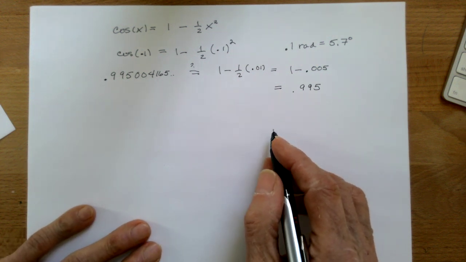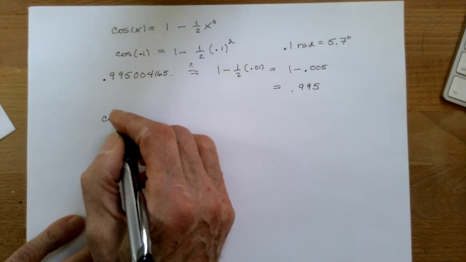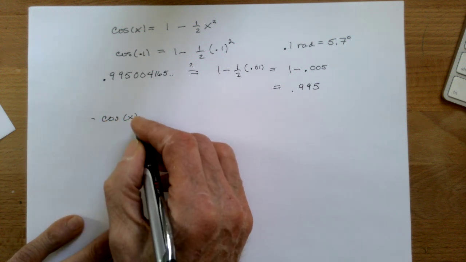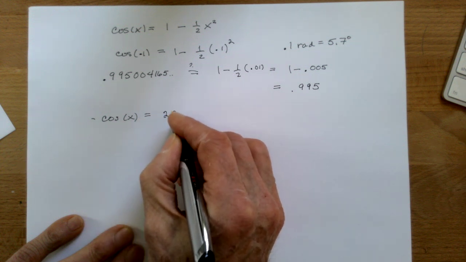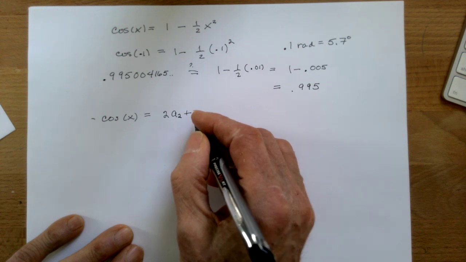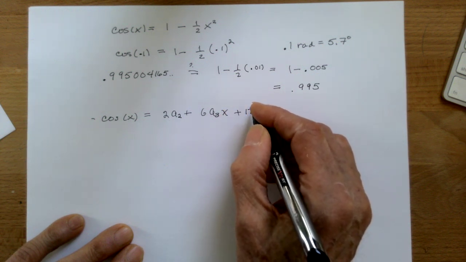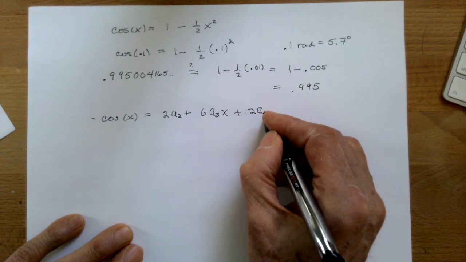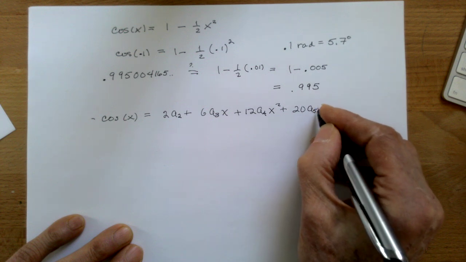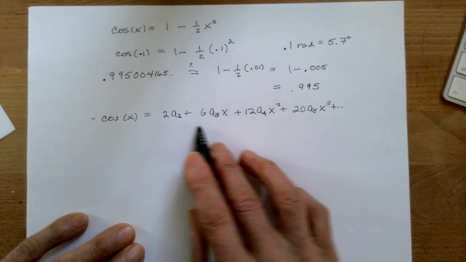Well, going back to the previous equation, we know that the cosine of x, that was what we had before, is 2a2 plus 6a3x plus 12a4x squared plus 20a5x cubed plus, that was the equation we had before that we used to find a2.